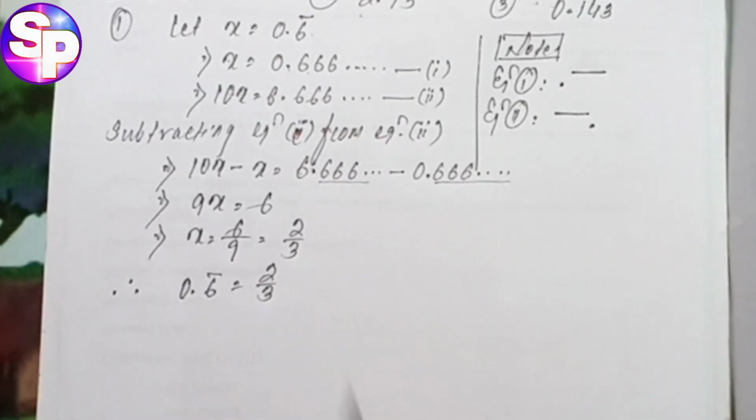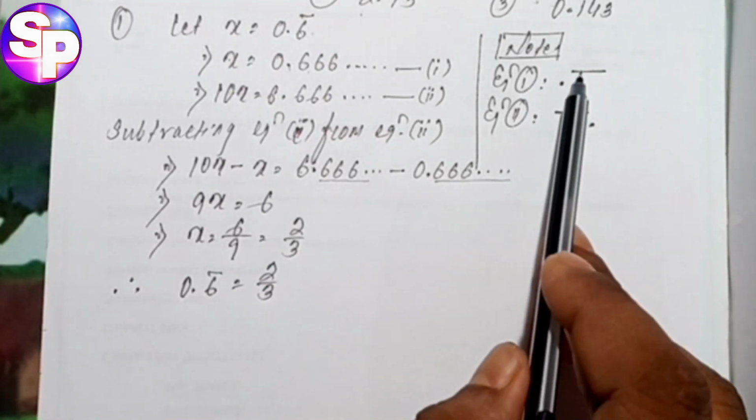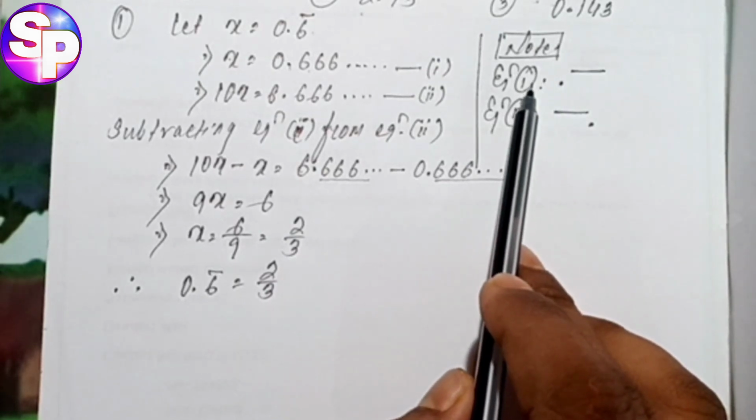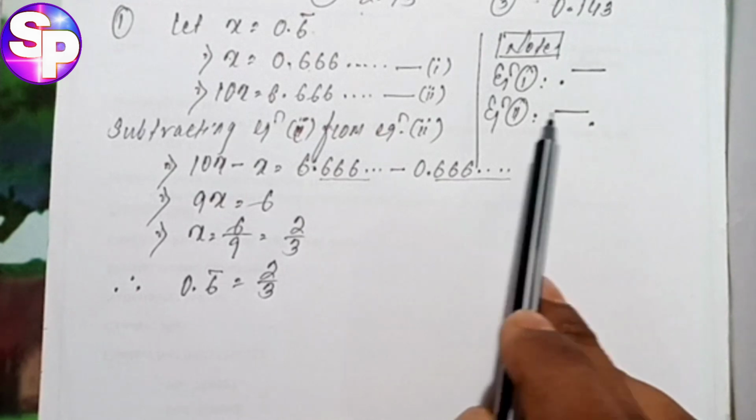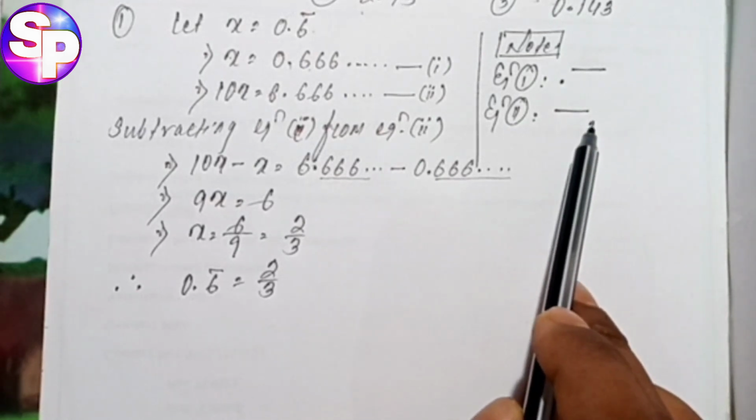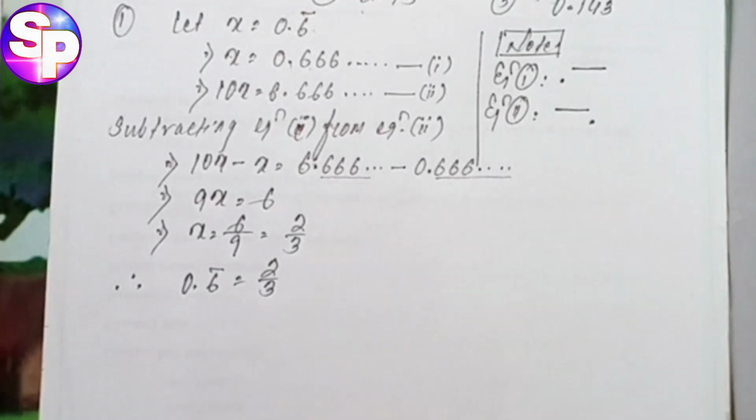Got it? The very important thing we need to keep in mind is that if the point is before the bar, that must be equation 1, and to find equation 2, I need to transfer the point after the bar, meaning after the number or decimal places which are being repeated, right? Next, coming to question number 2.